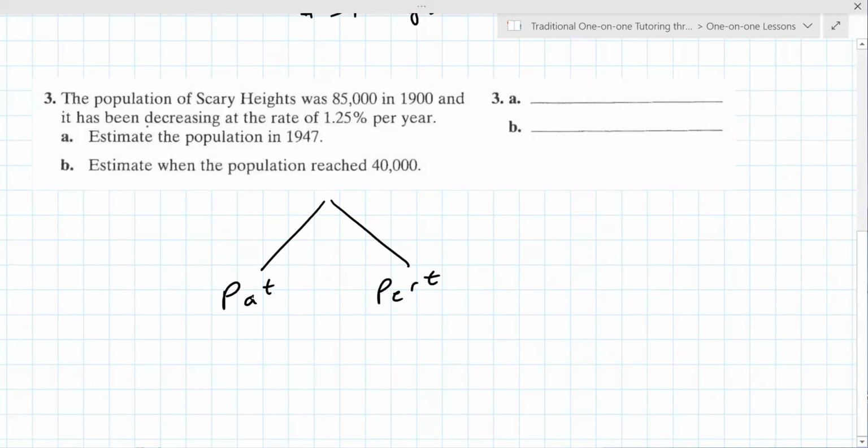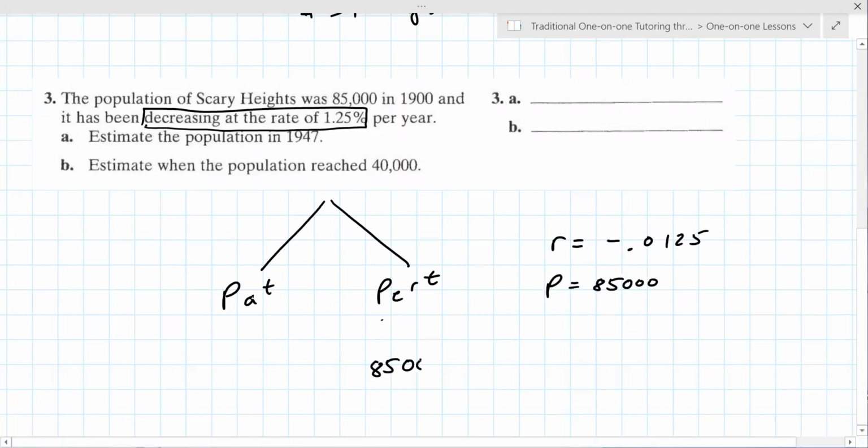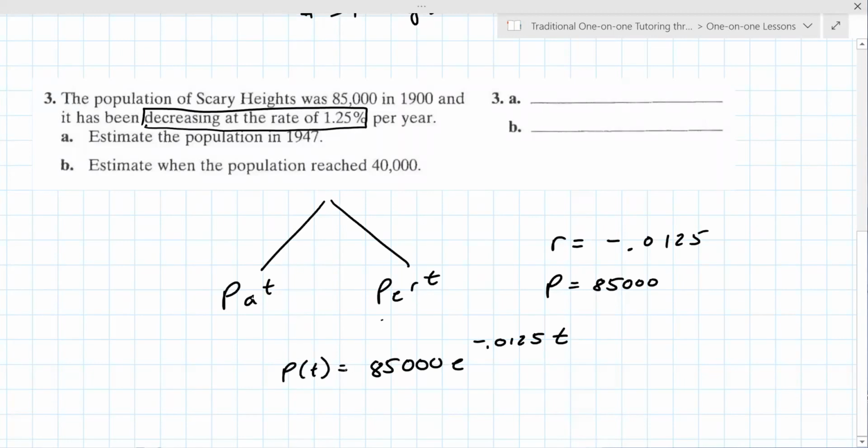So if it's decreasing at a rate of 1.25%, that means that your R is, I'm sorry, I'm doing it for that one. Your R is negative 0.0125. And P is your initial amount. P is 85,000. So we have 85,000 e to the minus 0.0125 t. And that's not the answer, but you've got to write a function for it.